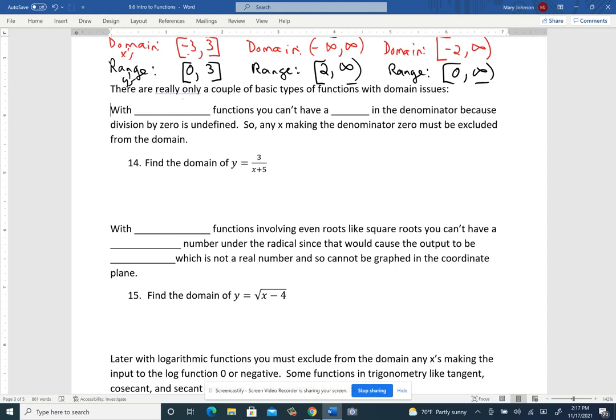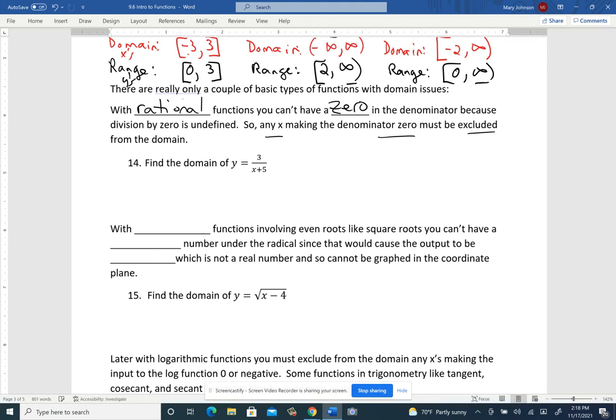With rational functions, this was chapter 7. Remember those rational equations that you were asked to solve? And how you always had to check to make sure it didn't make a denominator 0? Or the very first thing you had to do was find restricted values. That was because you can't have a 0 in the denominator, since division by 0 is undefined. Remember how domain is the set of all possible x's? So any x that makes the denominator 0 must be ruled out, must be excluded.